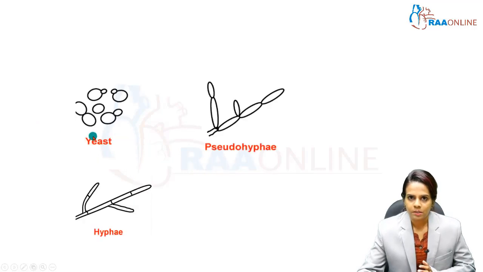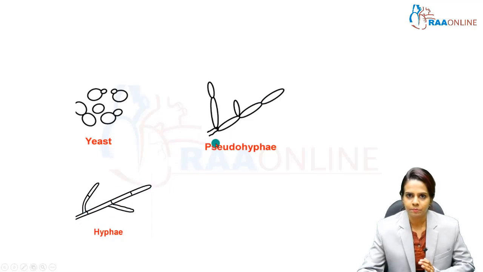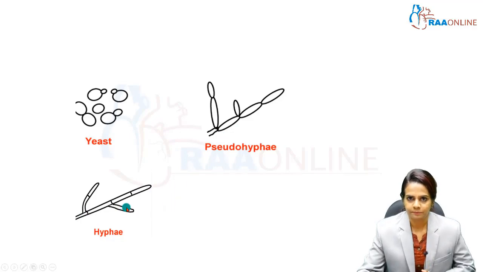Here you can see, this is an image of budding yeast. This is a mother cell, this is a daughter cell. It remains attached to the mother cell and finally gets separated from the mother cell. In pseudohyphae, these are elongated chains of budding cells. It has constrictions at the septa, whereas in true hyphae, there are no constrictions at the septa. This is the main difference between hyphae and pseudohyphae. That is true hyphae and this is pseudohyphae.